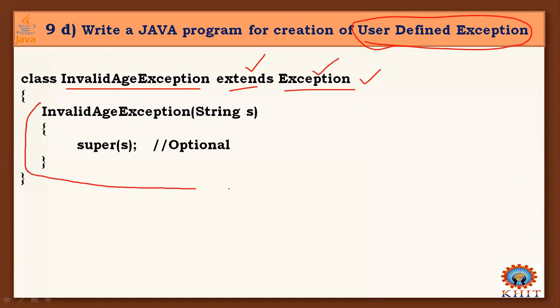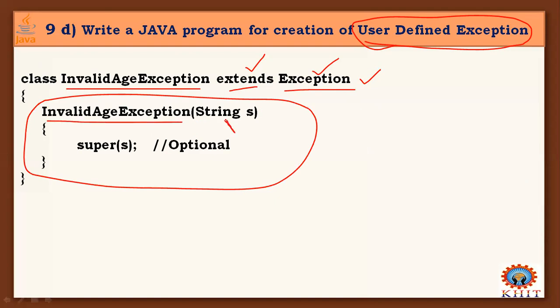That's why I have mentioned my exception class should extend this Exception class. Inside of this, I have a constructor with the same class name and a string parameter. And I'm calling the constructor of the superclass Exception by using the super keyword. This statement is optional. Whether you mention this or not, it doesn't matter. Just define the constructor like this. Okay, this is your user defined exception. InvalidAgeException is my own exception, not a built-in, not an error type, not checked or unchecked. It is my own user defined exception.